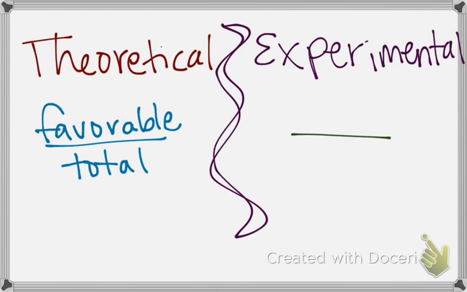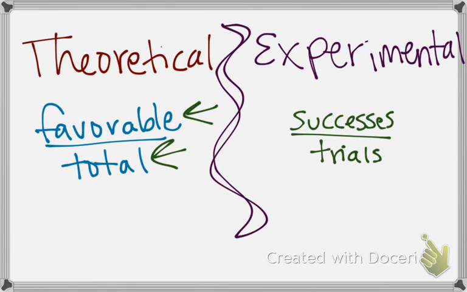What word was in the top? Successes. All right, and then in the bottom were the number of trials. Okay, should the bottom number ever be smaller than the top number? No, because that's not going to work.